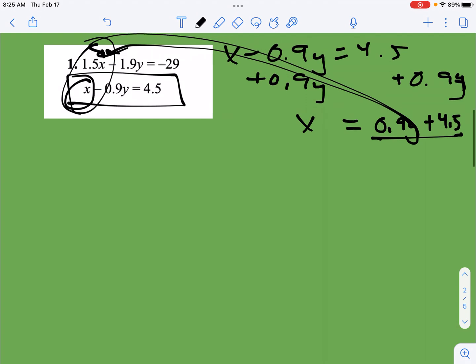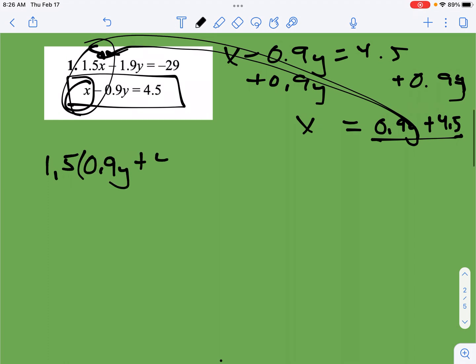So we're going to go 1.5 times (0.9y plus 4.5), minus 1.9y equals negative 29. Now, I'm all in favor of using calculators, but you do kind of need to know how to work with decimals.